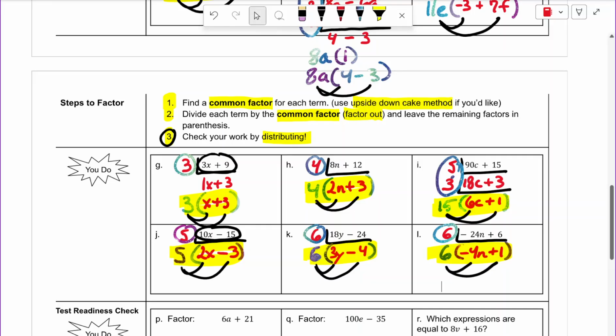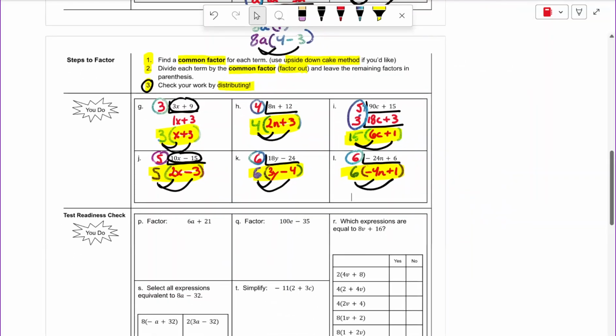All right, well that does it for factoring. You guys know how to do this now. If you don't, remember you can always rewind, and maybe you caught yourself copying, you weren't really listening, so you can go back and see how to do it.